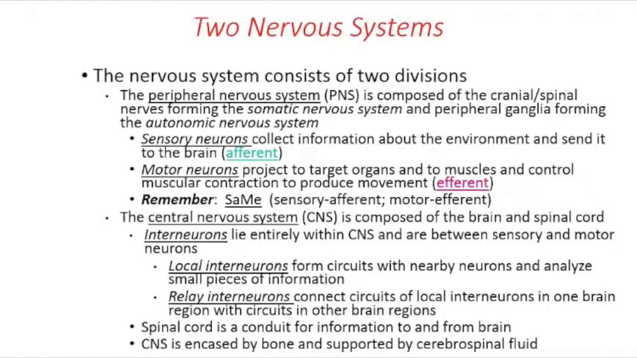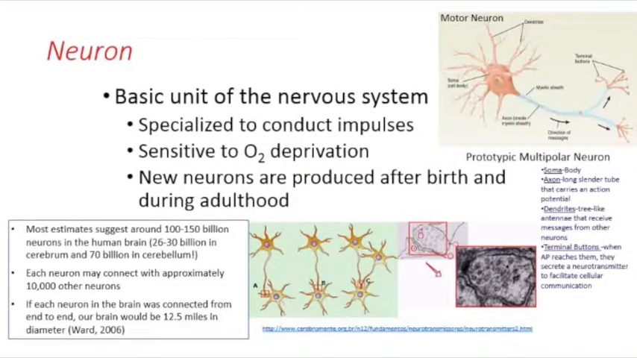The spinal cord is a conduit for information to and from the brain. So we have incoming sensory information coming through the spinal cord, and then outgoing information coming from the brain to the spinal cord to execute movements. And the central nervous system is easy to identify because it is entirely encased by bone and it's supported by cerebrospinal fluid, whereas the peripheral nervous system is not. So we'll get much more into detail about the peripheral nervous system and more components of the central nervous system in Chapter 3, probably picking up after the break.